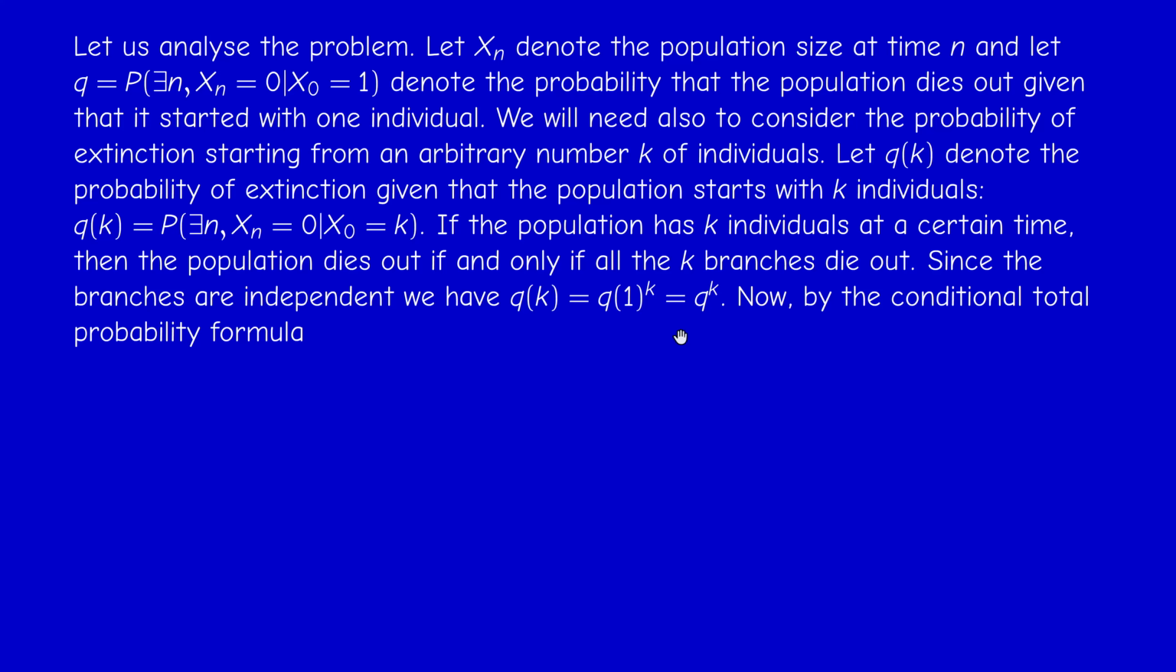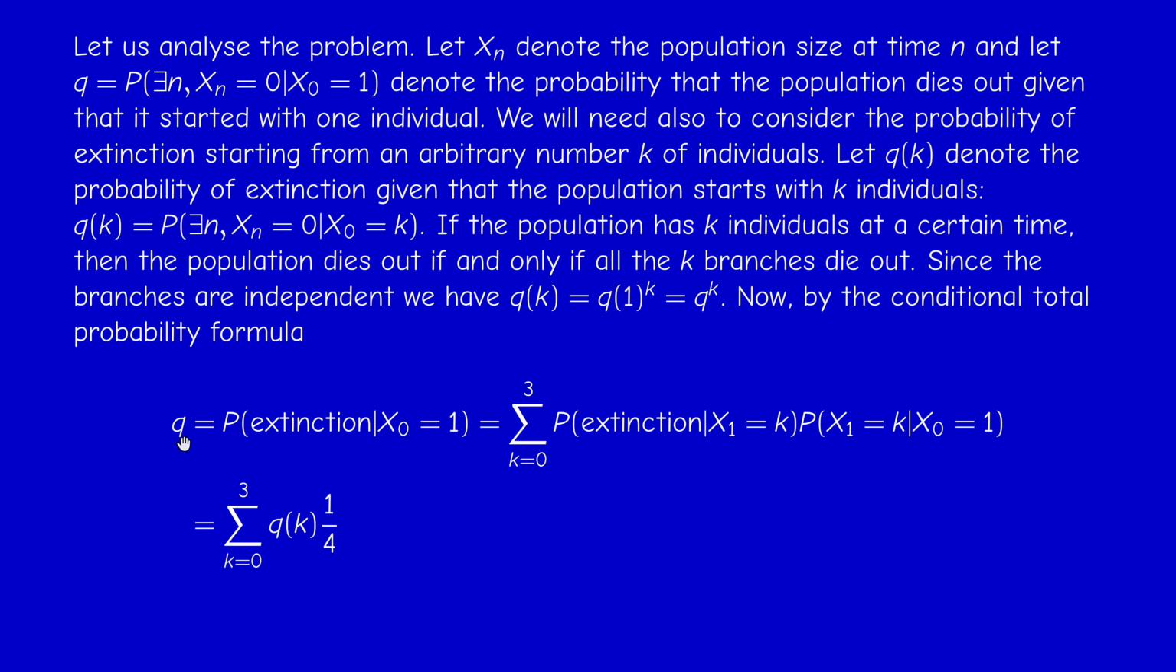And now we use the conditional total probability formula that we used several times. So Q is what actually? We condition on the first transition. So Q is the sum of the probabilities of extinction, so there exists n such that xn equals 0, given that x1 equals k, times the probability that x1 equals k starting from 1. And now this term is Q to the k by definition.